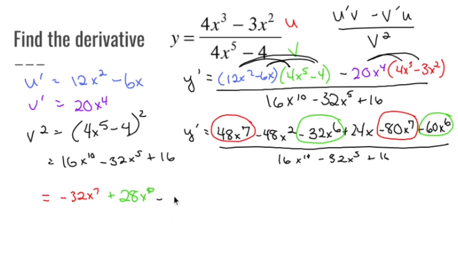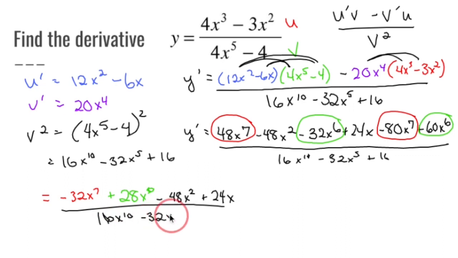So negative 48x squared plus 24x. All right. I think I'm good. 16x to the 10th minus 32x to the 5th plus 16.